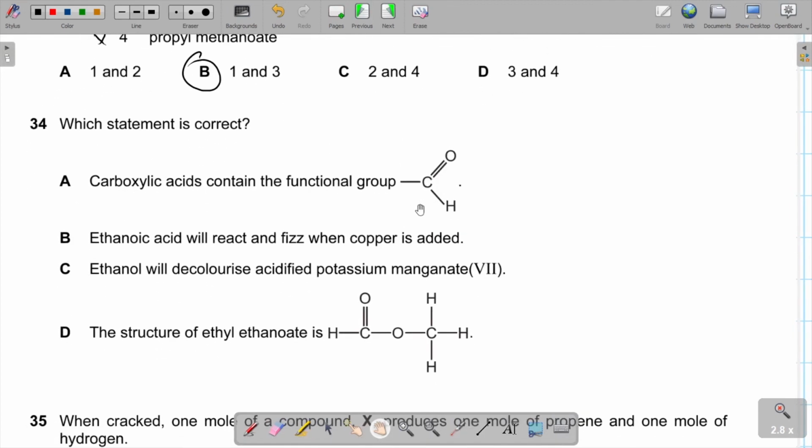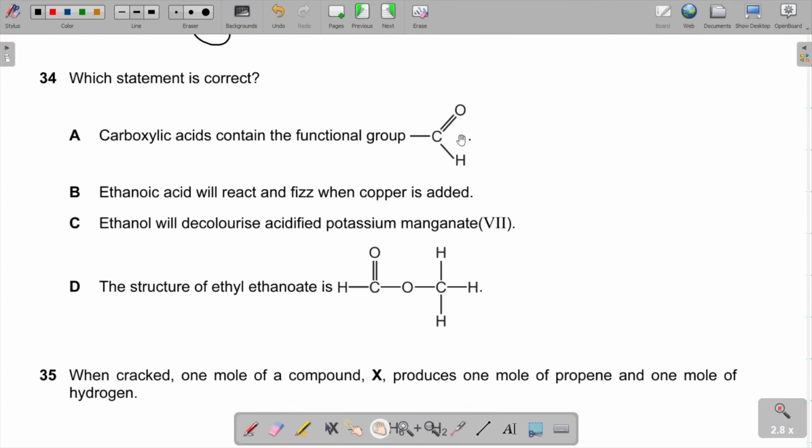Moving on, which statement is correct? Carboxylic acids contain the functional group this. Nope, the functional group is actually like this. Or if you want to draw it, something like, oh no, it's wrong. It's something like this. So this is not an answer. Ethanoic acid will fizz and react when copper is added. No, because this is a weak acid and generally copper metal doesn't react. Ethanol will decolorize acidified potassium manganate. So it's an oxidizing agent.